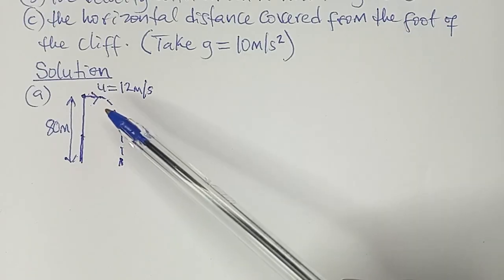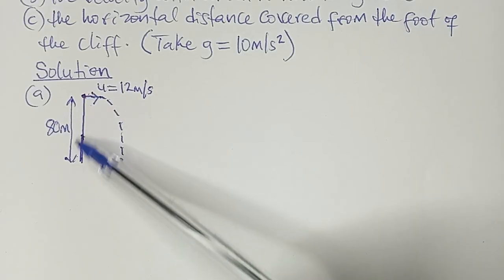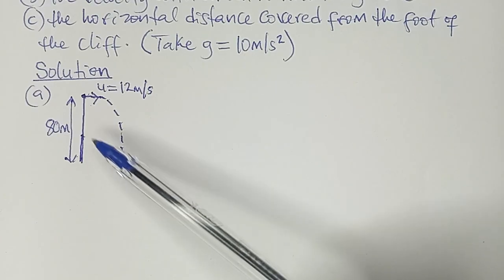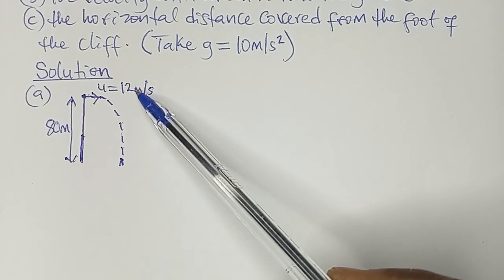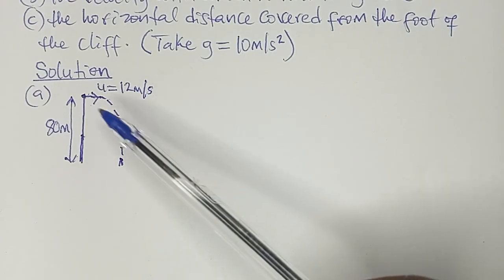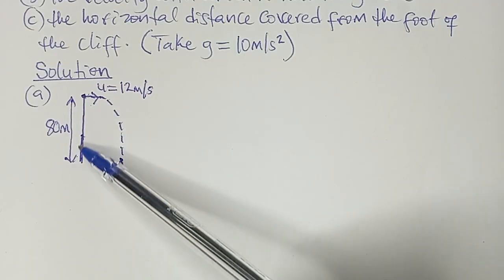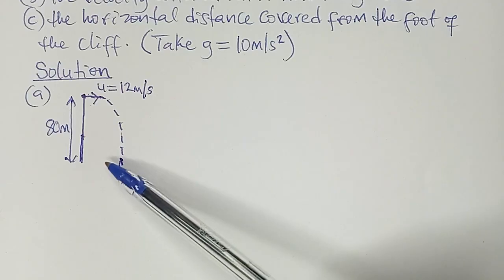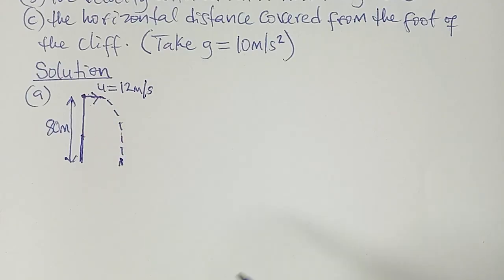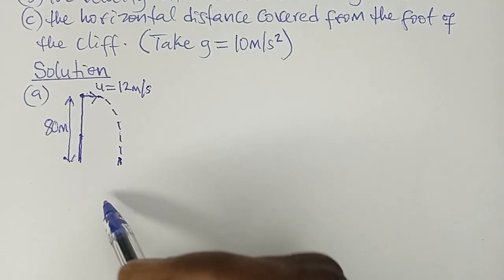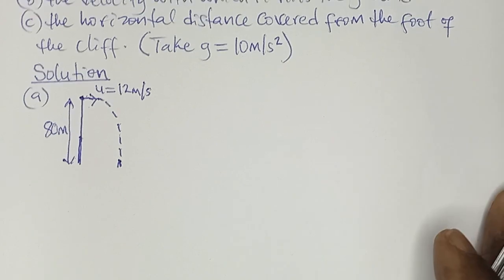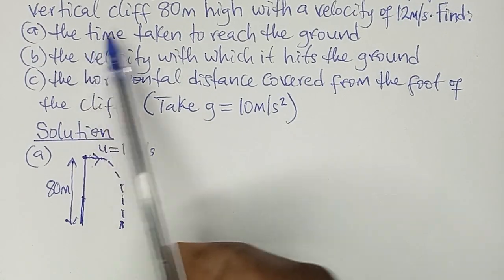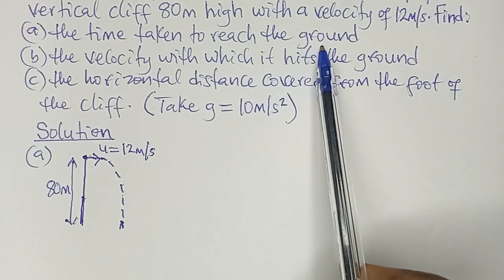As a result, we are taking this object as a free falling object where u is equal to 0. We are not using u equals 12; we are using u equals 0. It is taken as a free fall motion because this u does not affect the vertical motion. Now, the first question says we should find the time taken to reach the ground.